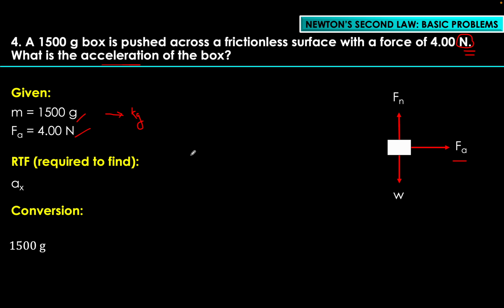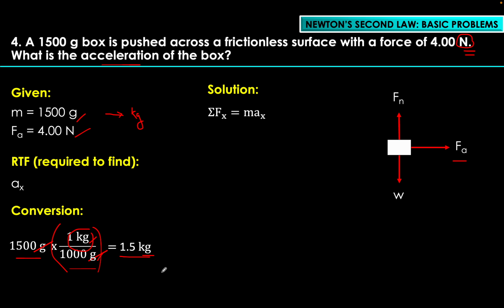For the conversion, we have 1,500 grams as our given. Then you have to multiply that by 1 kilogram over 1,000 grams, simply because 1,000 grams is equivalent to 1 kilogram. By multiplying it by this conversion factor, you can cancel grams, and we will be left with kilograms as our unit. So 1,500 divided by 1,000, you're going to have 1.5 kilograms. This is the mass value that we're going to use in our equation once we solve.